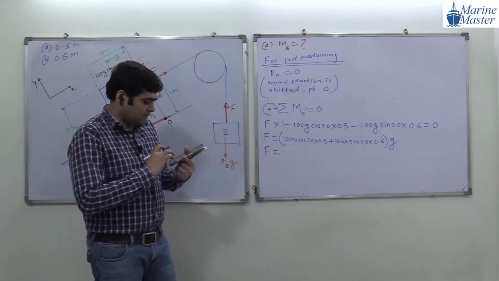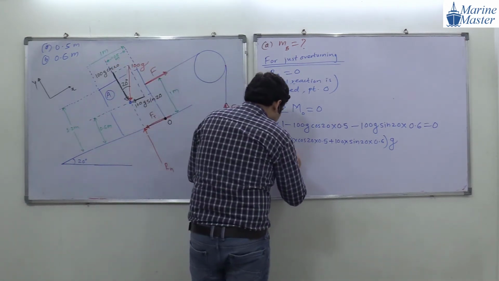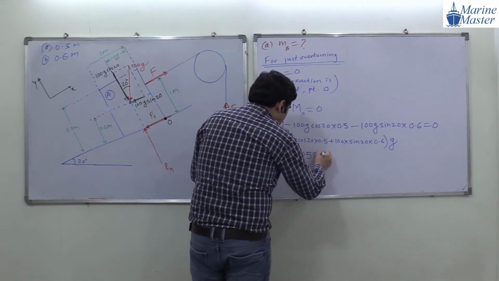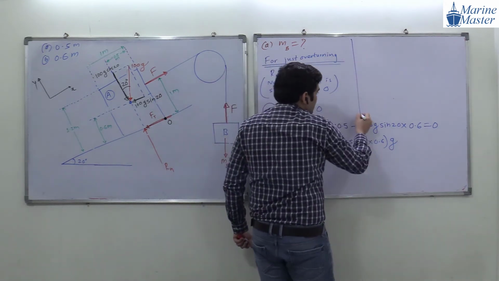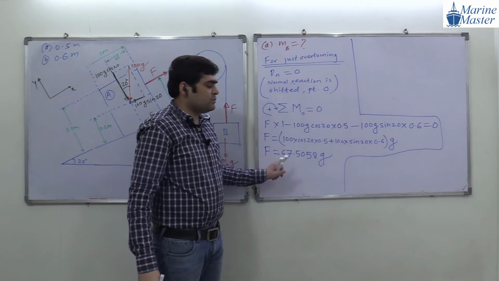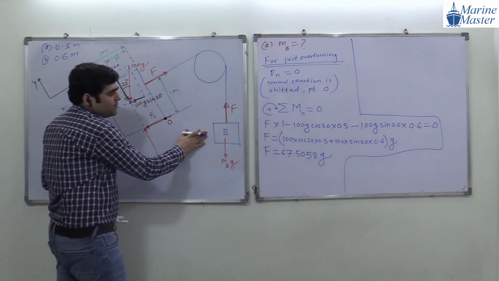Okay, how much, guys? 67.5058 in terms of G. So we got F in terms of what, guys? G. Try to see the scenario here. Okay, so we got F in terms of G. Now what are we going to consider? We are going to consider mass B.